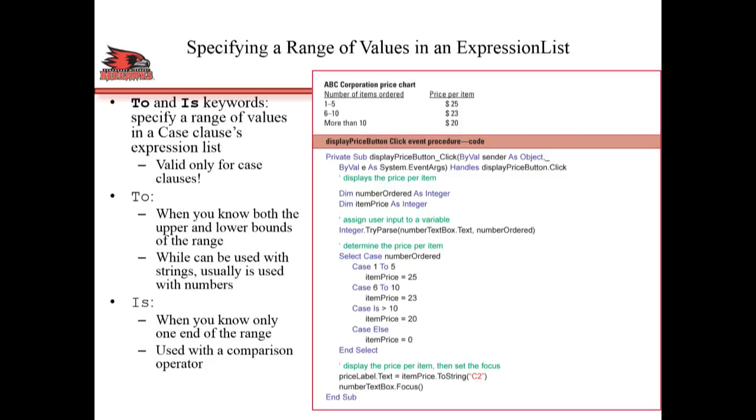And coming back, you can also use comparison operators like greater than, less than, greater than or equal to, less than or equal to, and that's what's happening here. So if the case is greater than 10, then assign 20 to item price. Using that, you can have a single-ended range for the case, like greater than 10, or less than 0, or less than or equal to 4, anything really.